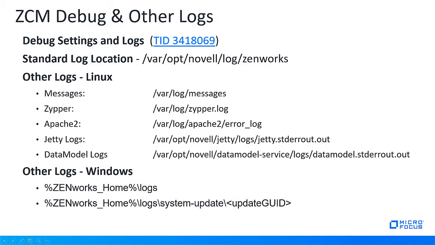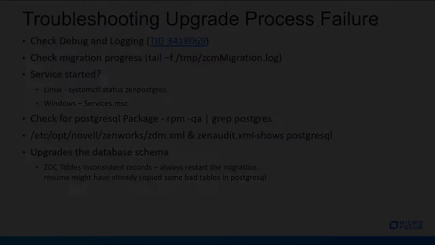ZCM debug and other logs. Of course, you have the debug settings and logs in TID 3418069. This is for all versions of ZenWorks. Other logs for Linux you might have are the messages log, the zypper log, the Apache error log, Jetty logs, and data model logs. Also on Windows, the standard location, which is logs, or the system update, and the update GUID is the directory the logs are in.